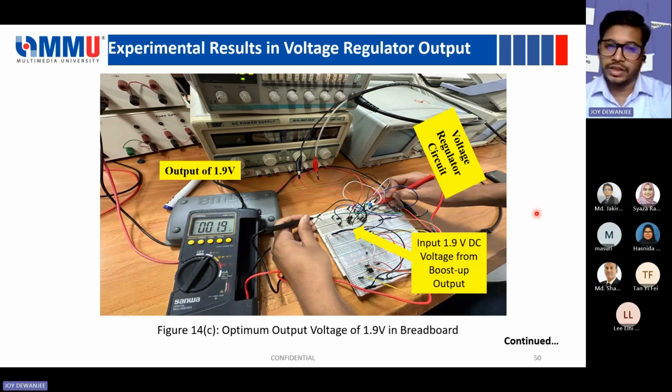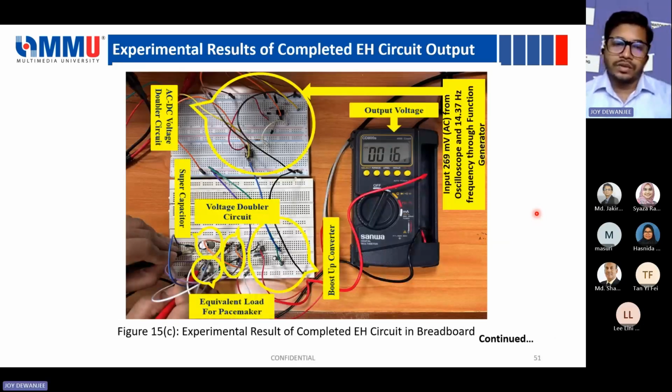Sorry, booster converter circuit. Finally, this is my full circuit, and we found here 1.6 volt. Compared to the simulation results, where we found 1.9 volt, here we have a loss, 1.6 volt, because of the components and the wires. We used long wires. That's why there is a loss for the connectivity.